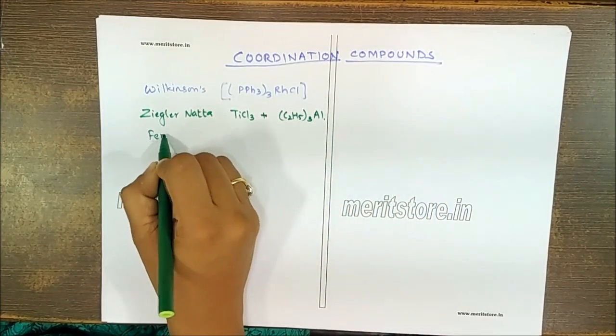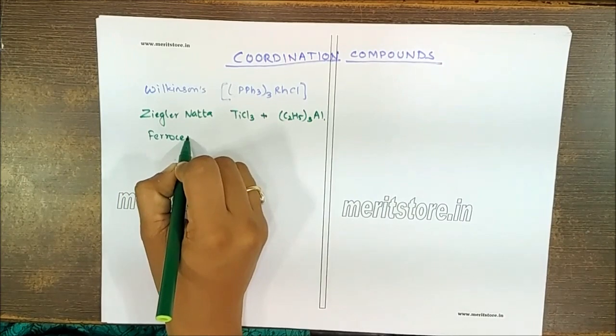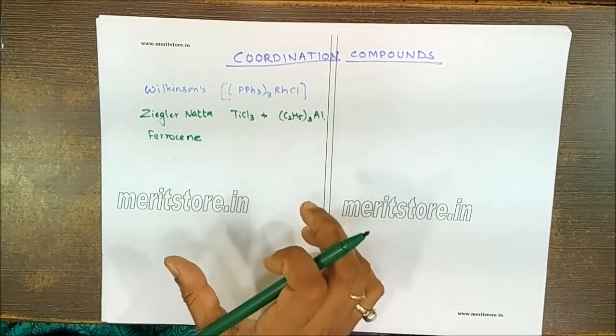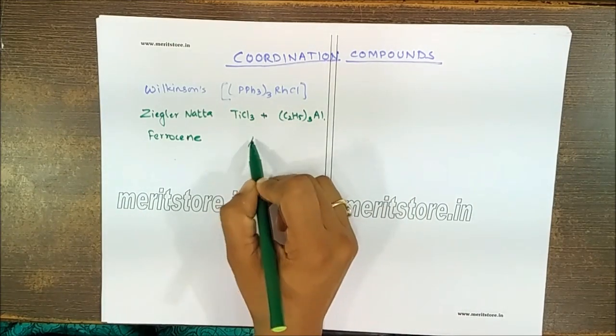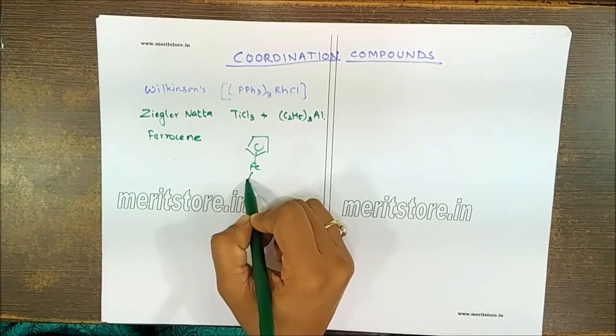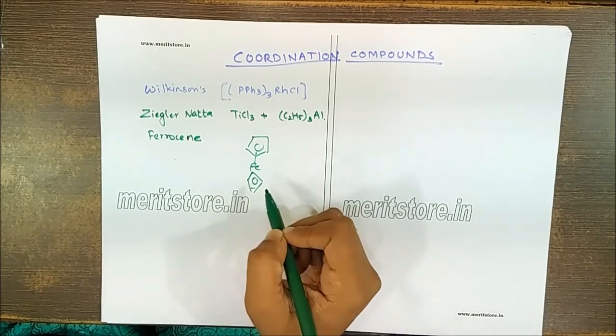Then we have another compound called ferrocene. Ferrocene is the sandwich compound of the iron having the two C5H5 rings. So it will be drawn like this. So this is the ferrocene compound having a commercial importance.